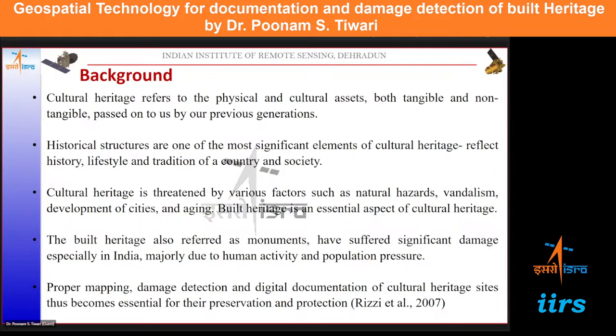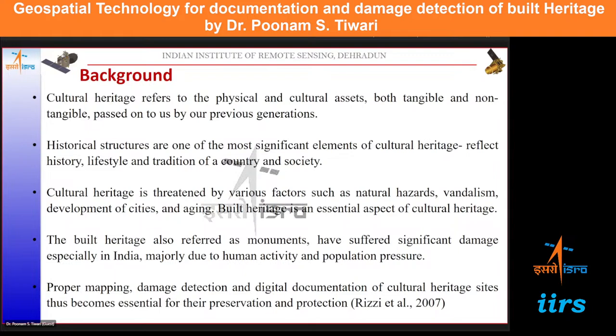For all these heritage structures, we don't have any documentation. That means the exact structure of the monument, the architectural drawings that we say, are not available for these built structures. That is why digital documentation of built heritage becomes very, very essential.